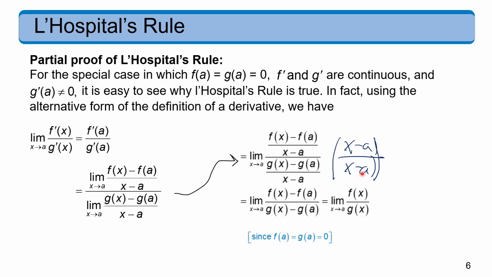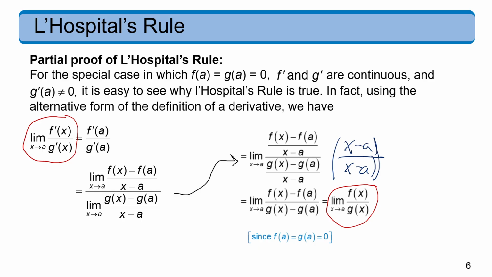This x minus a will cancel with that one. And so all that's left is the f expression and the g expression, like this. And then finally, we used our assumption that f of a and g of a are both equal to 0 to get here. And so now, like I said, we started with this expression, we kept simplifying until we got to this expression, which says those two things are equal, and that's exactly what L'Hopital's rule says.